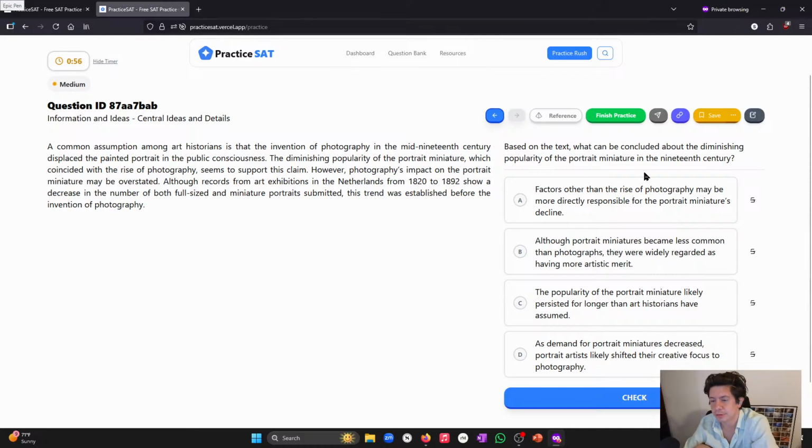Based on the text, which can be concluded about the diminishing popularity of the portrait miniature in the 19th century? A. Factors other than the rise of photography may be more directly responsible for the portrait miniature's decline. B. Although portrait miniatures became less common than photographs, they are widely regarded as having more artistic merit. C. The popularity of the portrait miniature likely persisted for longer than art historians have assumed. And D. As demand for portrait miniatures decreased, portrait artists likely shifted their creative focus to photography.